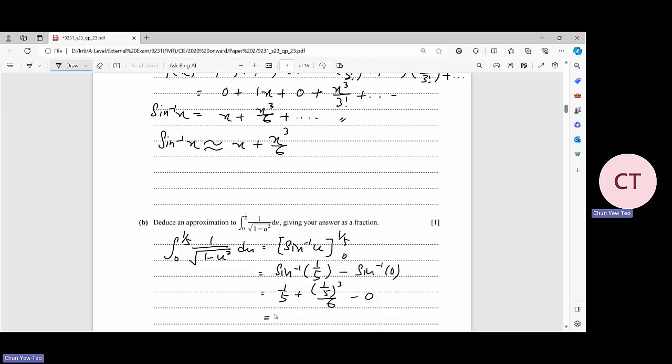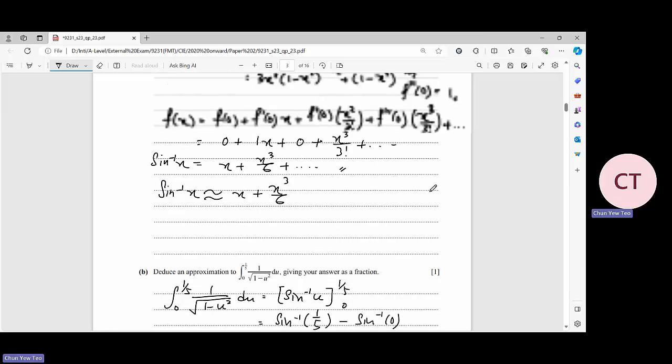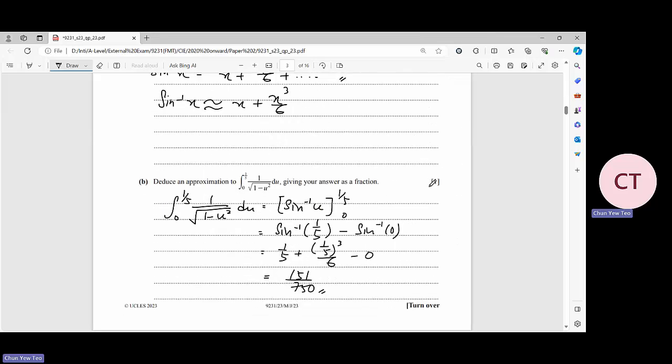So just use the calculator. Divide by 6 plus 0.2. Change it to fractions. They want it in fraction form, right? So it's 151 over 750. So that will be the answer for number 1B.